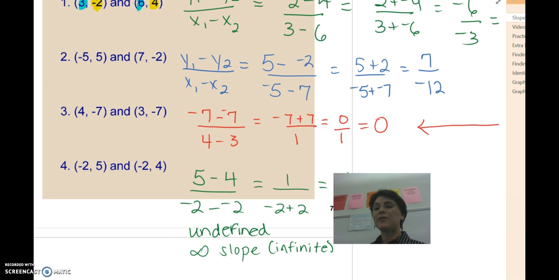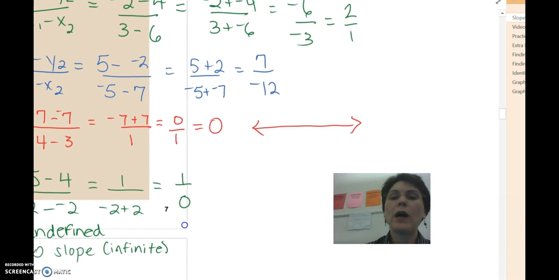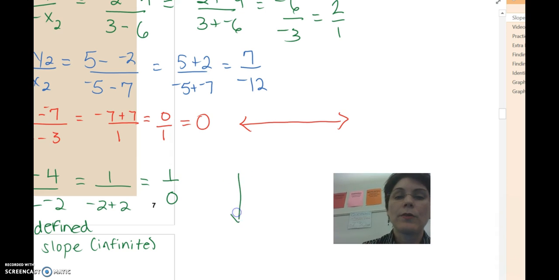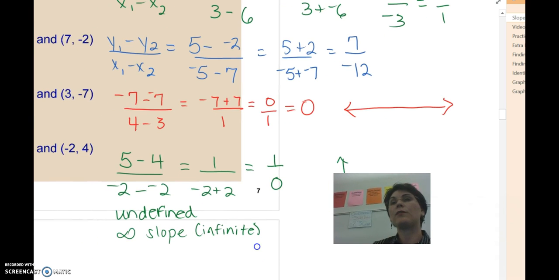What this means is that this is for lines that are vertical. If you think about rollerblading or skiing or anything like that, it's impossible to rollerblade straight down a vertical line, right? You can't do that. So when you have anything over 0, that's going to be a vertical line, and it's called an infinite or undefined slope.